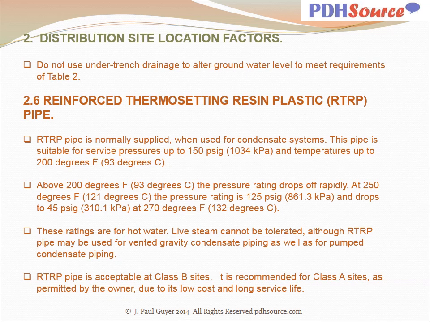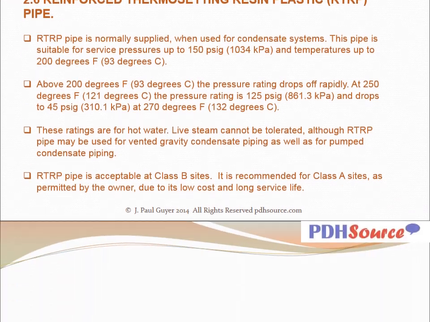These ratings are for hot water. Live steam cannot be tolerated, although RTRP pipe may be used for vented gravity condensate piping as well as for pumped condensate piping. RTRP pipe is acceptable at Class B sites. It is recommended for Class A sites as permitted by the owner due to its low cost and long service life.